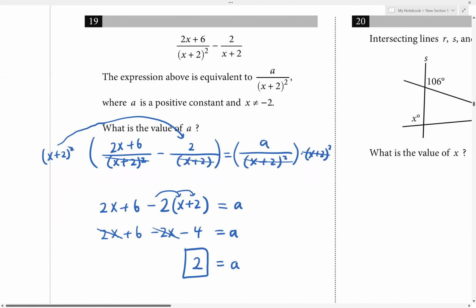So a should equal 2, with the x just canceling out for this one. That's why we can solve for a using this equation. All right, so 2 will be our final answer for number 19.